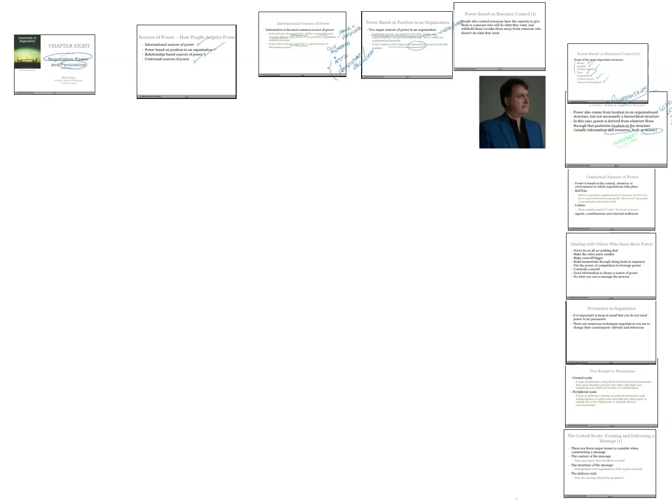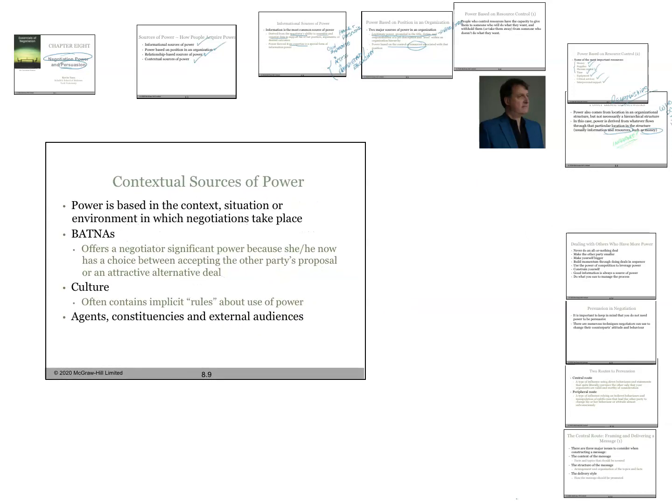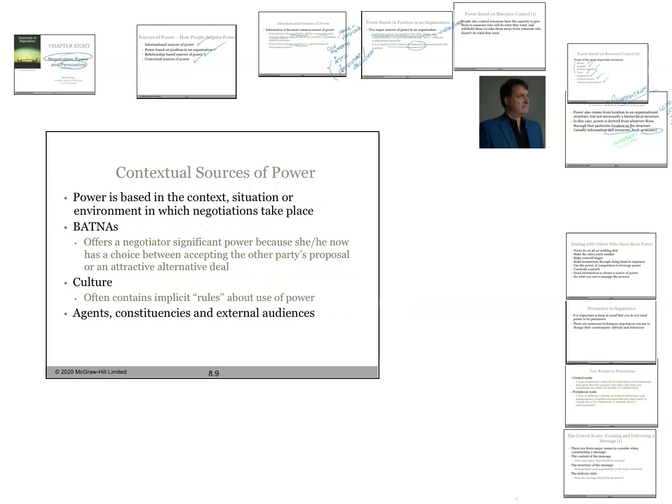Really, really valuable. The next category of sources of power is called contextual. And what are contextual sources of power? This is power that's based on the context or situation or environment in which negotiations take place. The first contextual source, and often the most powerful depending on what it is, is your BATNA. So this is the best alternative to your negotiated agreement. The key here is alternative. What happens if your negotiation falls apart or does not reach a good agreement?